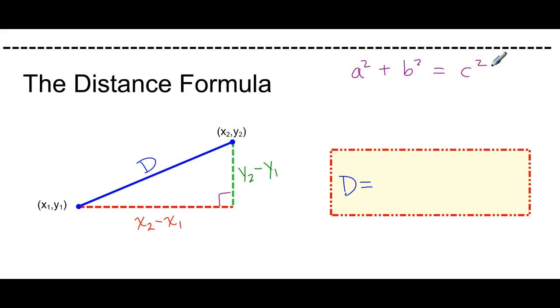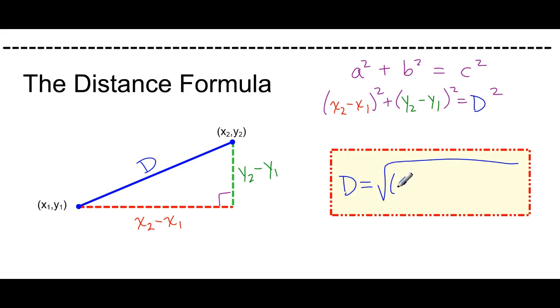So a is x2 minus x1. B is y2 minus y1. And c, well, c is the easy part. C is just d, the distance we're trying to figure out. So if you want to know the formula for the distance, we've kind of almost got it right there. We just got to get rid of that exponent, and based on what we've been doing today, you know how to get rid of that exponent. Just take a big old fat root.